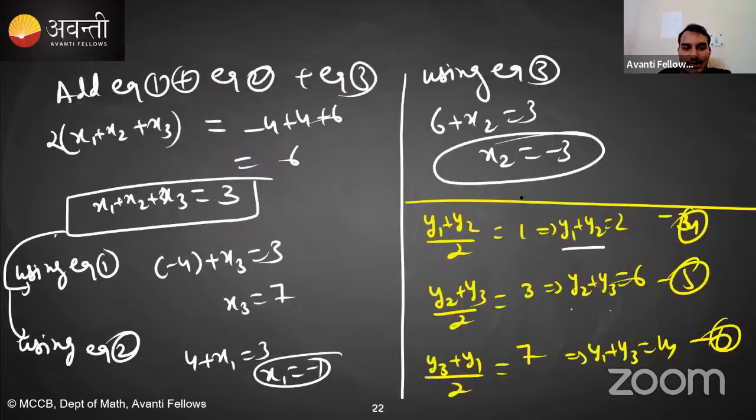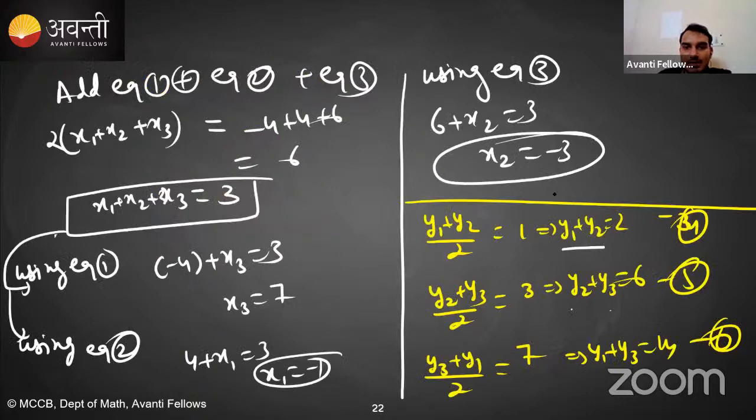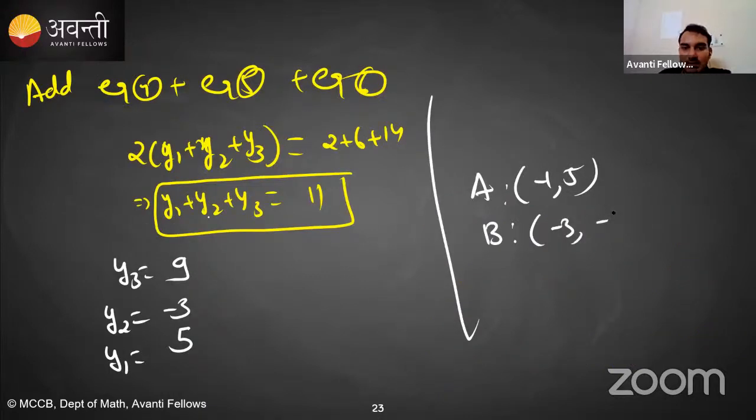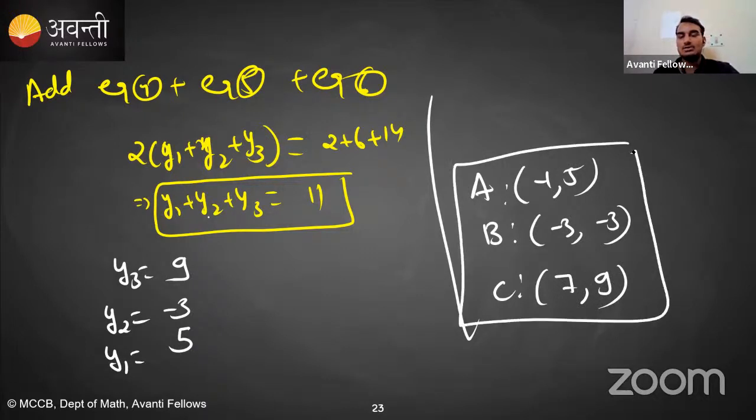So it means the coordinates of A: x1 is minus 1, y1 is 5. B: x2 is minus 3, y2 is minus 3. C: x3 is 7, y3 is 9. Simple. Clear? So this is your A, B and C. If the midpoints of the sides of a triangle are given, then you can find the coordinates of A, B, C.